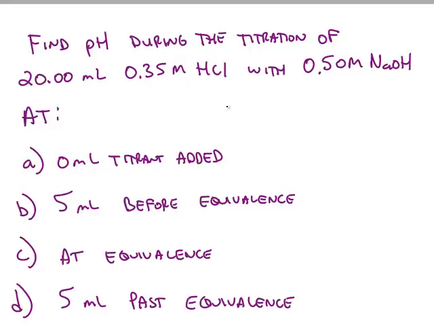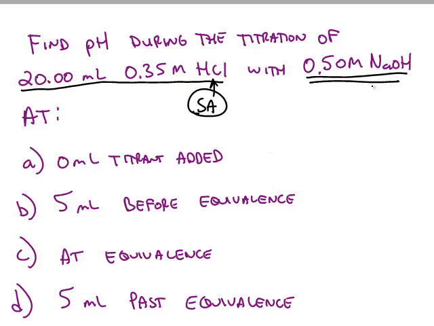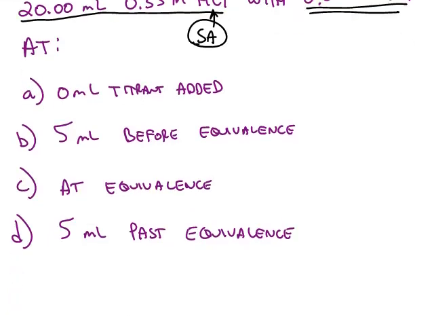Here's a typical titration curve problem. We have 20 milliliters, so we have a fixed amount of 0.35 molar hydrochloric acid, and we know hydrochloric acid is a strong acid. The titrant is 0.5 molar sodium hydroxide. That's the chemical that you add from the burette, so you have different amounts possible. And we're calculating 4 points on the titration curve.